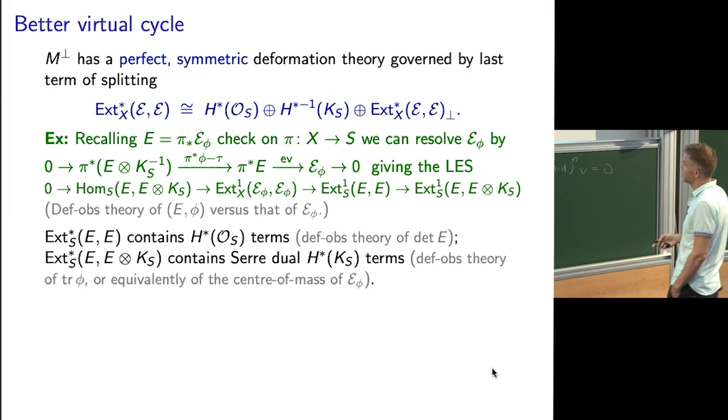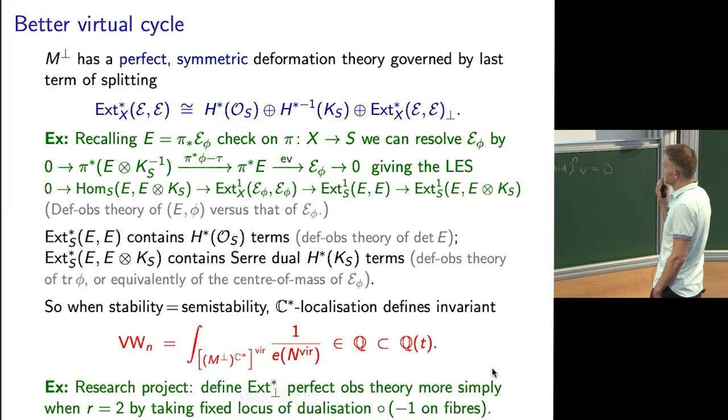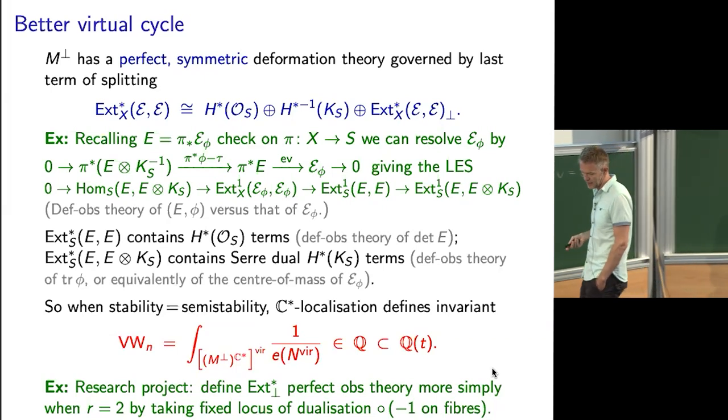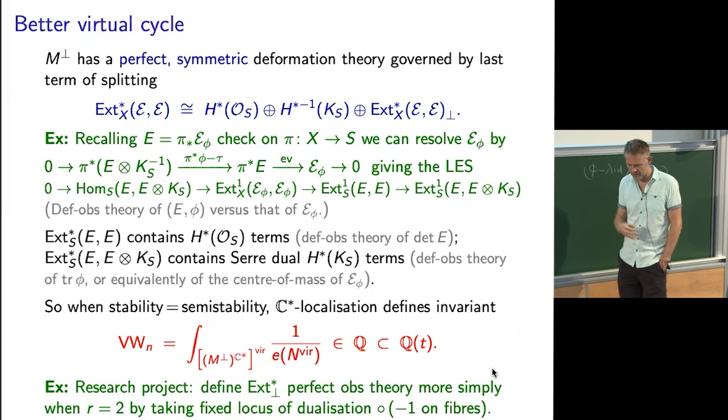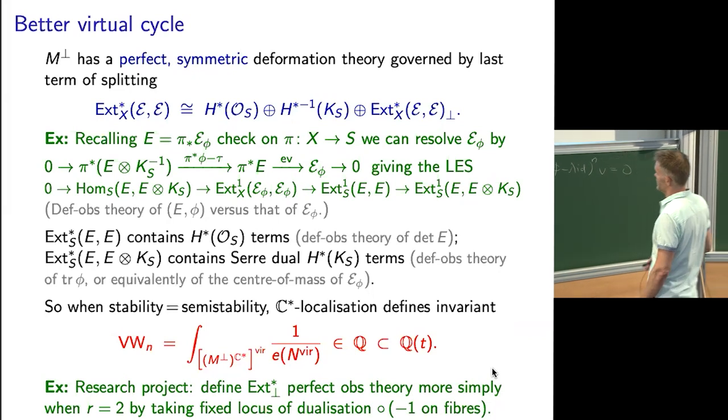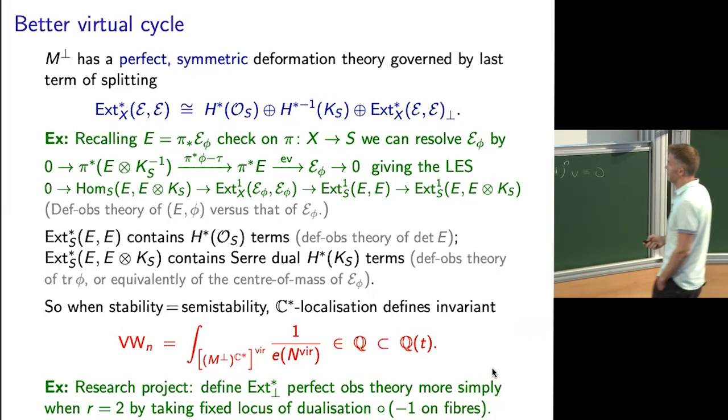Okay, so I think I said this already. All right, so what you end up proving is that this M perp, this SU(r) Vafa-Witten space, also has a nice perfect obstruction theory, virtual dimension zero, it has this symmetry, and you can make the same definition as before and you get a Vafa-Witten invariant.